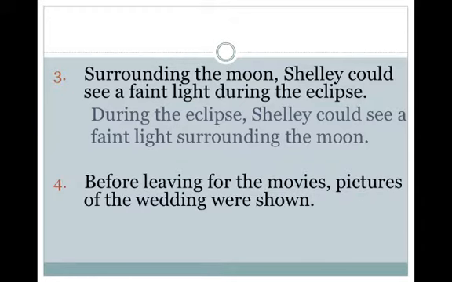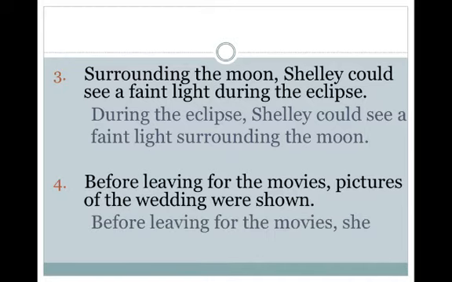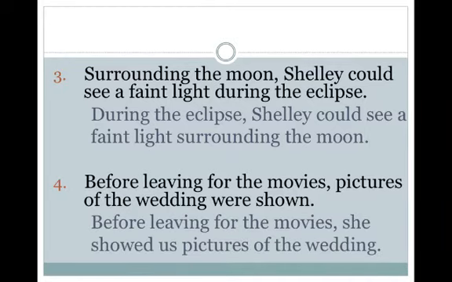And number 4, "Before leaving for the movies, pictures of the wedding were shown." This is a dangling modifier. We're not sure who's getting shown what. Instead, write, "Before leaving for the movies, she showed us pictures of the wedding."